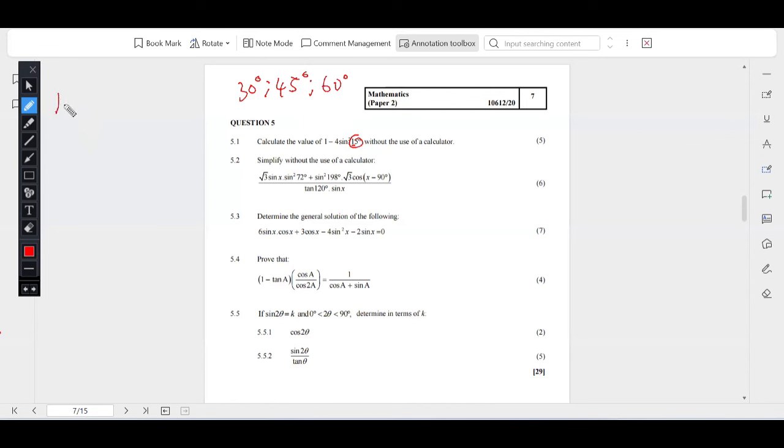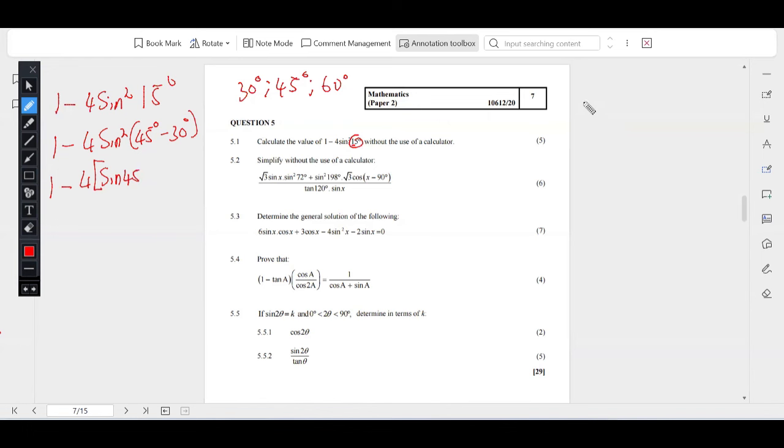Then this is 1 minus 4 sine square 15 degrees. And then we're going to try to break this down so that it is now in terms of our compound angle. So this is 45 degrees minus 30 degrees, right? Now at this point, we do understand that we have a compound angle of sine, right? So we can now say this is 1 minus 4, and then in bracket, we will have sine 45.